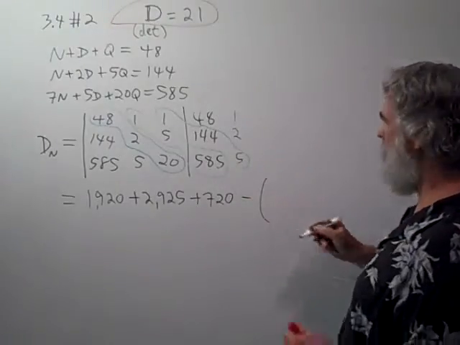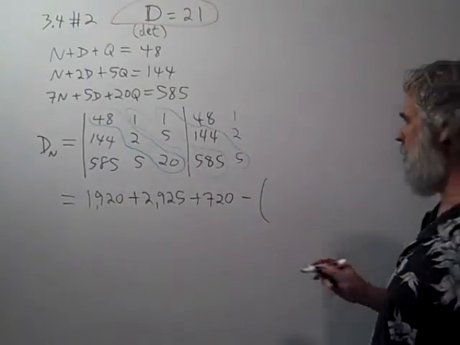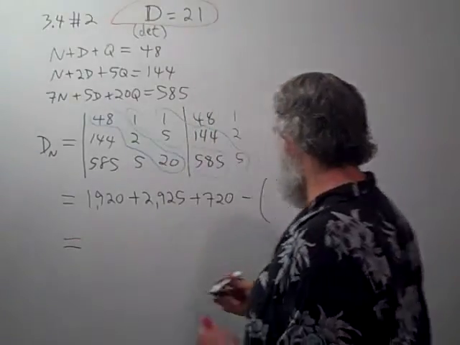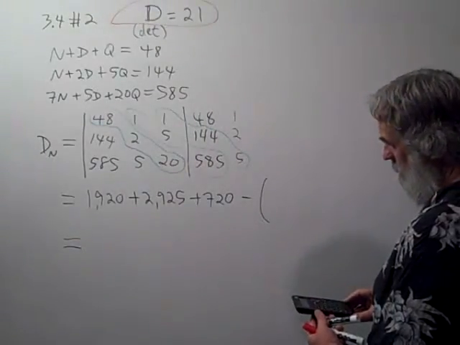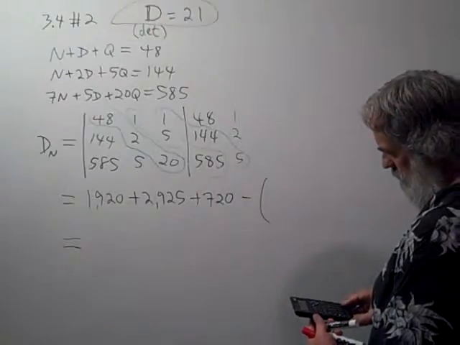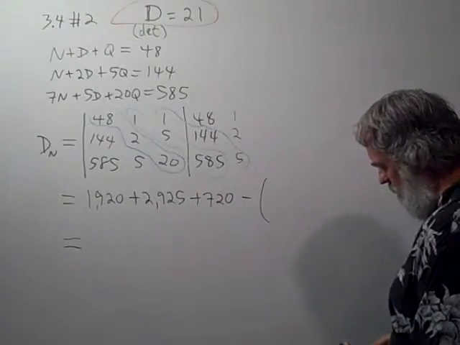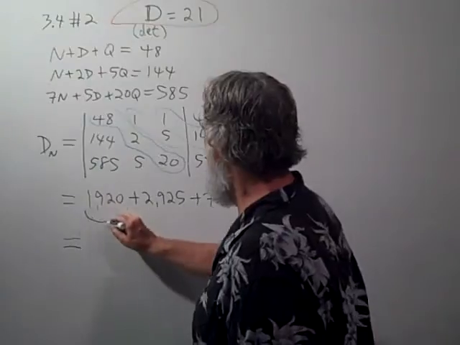Then we subtract going the diagonals going the other direction. I'm going to add these first numbers since they're already in my calculator. That sum is 5,565.